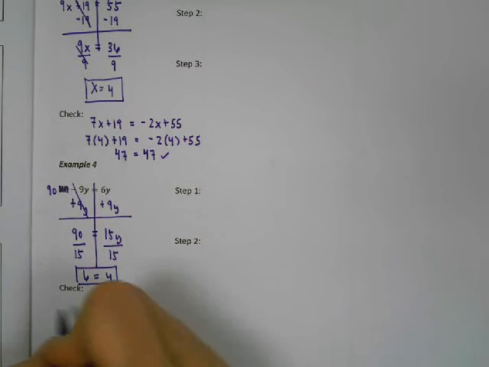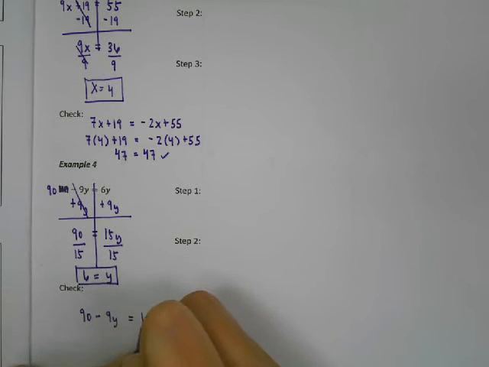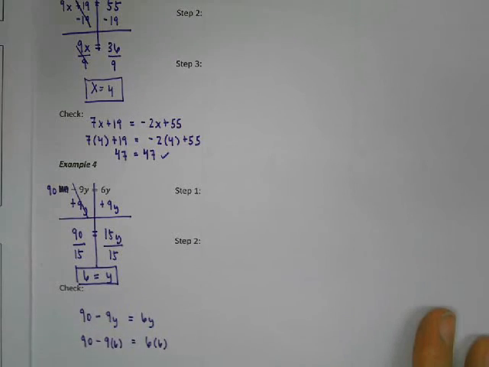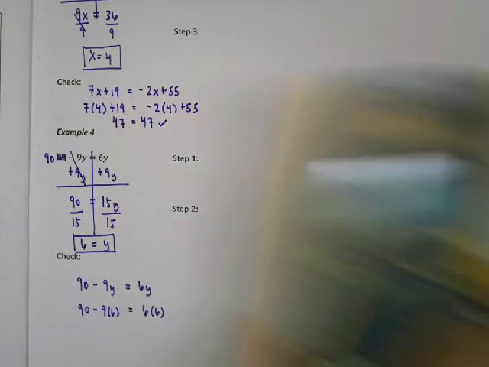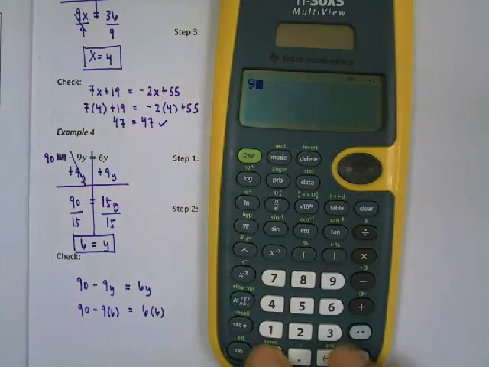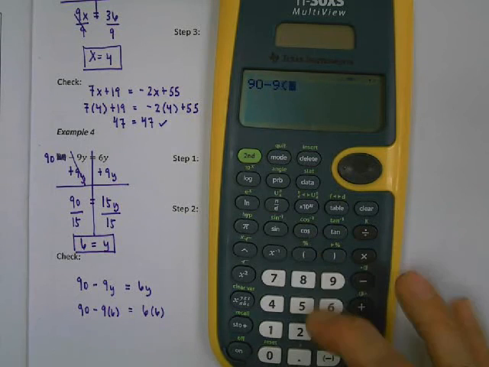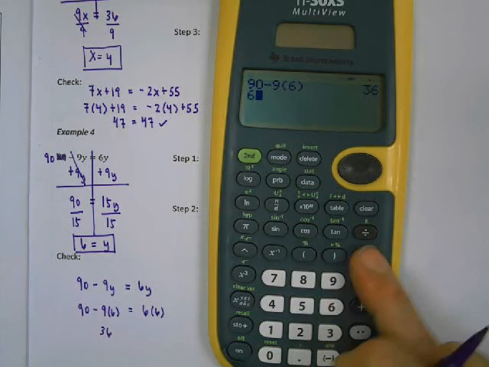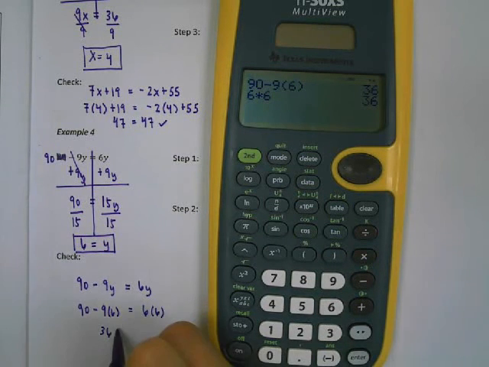And of course, we're going to check this. So my original equation was 90 minus 9y, and we say that's equal to 6y. So let's go ahead and substitute 6 in both places where we see a y. So 90 minus 9 times 6, and we think that should be equal to 6 times 6. So here my calculator is going to help me out. I'm going to do 90 minus 9 times 6. I get 36 on the left side. And then 6 times 6 also gives me 36.